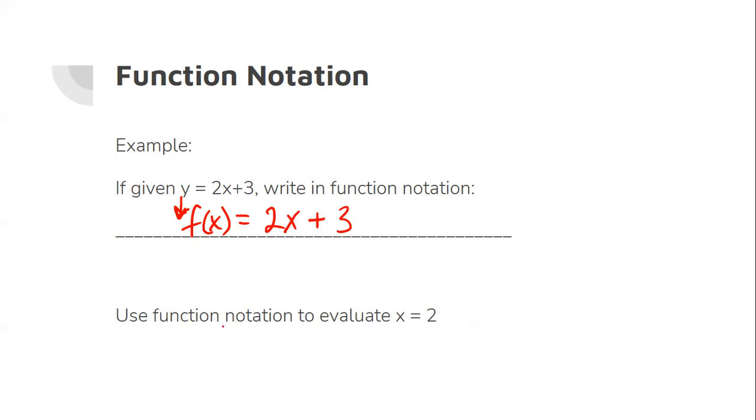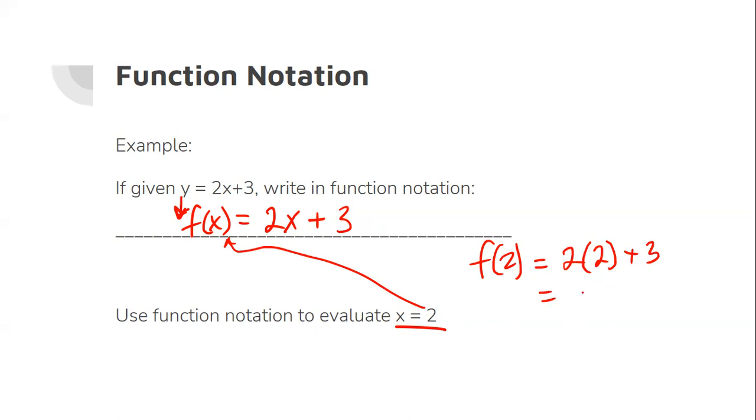Okay. Now it says for us to evaluate using function notation. So we know x equals 2. That means where x was, it's now going to become a 2. So we have f of 2 equals 2 times 2 plus 3. What is 2 times 2? 4. Glad I got a whole crowd participation there. What is 4 plus 3? Now 7. So f of 2 equals 7.